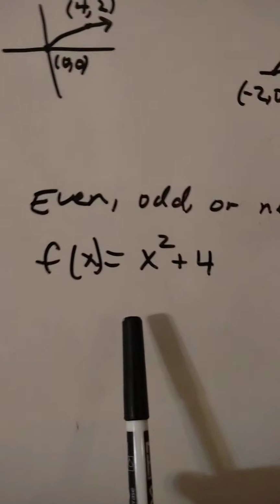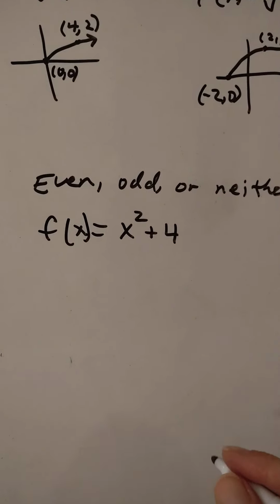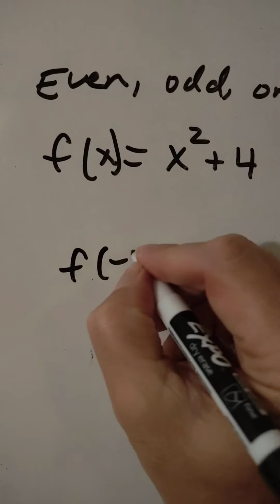And how do you find out whether a function is even, odd, or neither? You always find f of -x first.